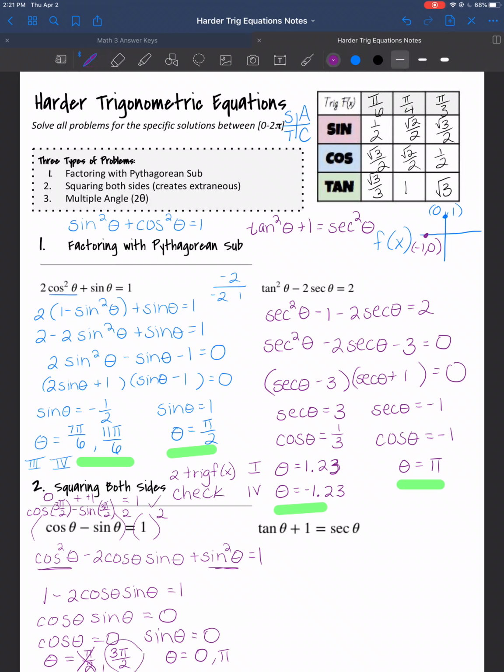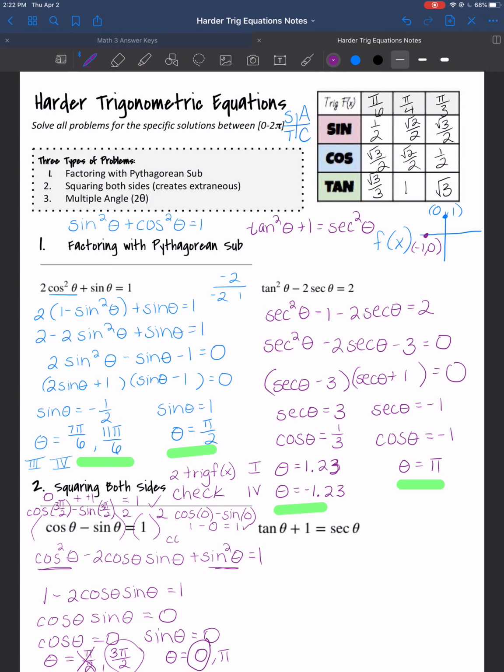So 3 pi over 2 is a solution. If that makes sense, you're just going to plug in to the original problem and check to see if your answers work. So I'm going to do cosine 0 minus sine 0 and see if that gives me 1. Cosine of 0 is 1 minus sine 0 is 0. So that does check out.